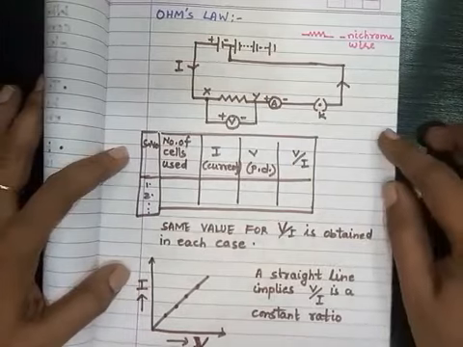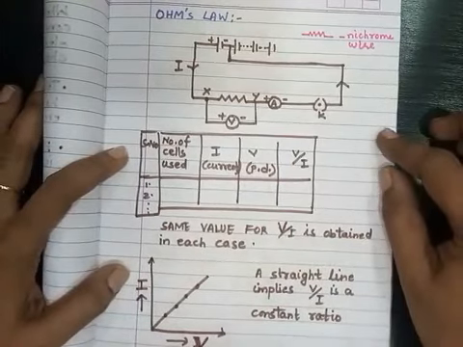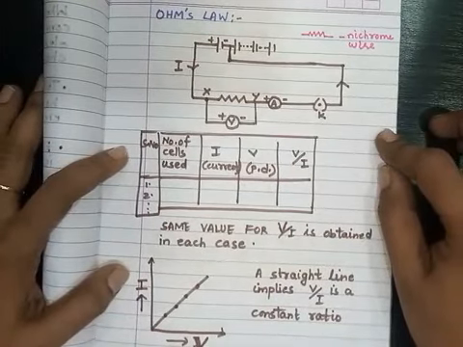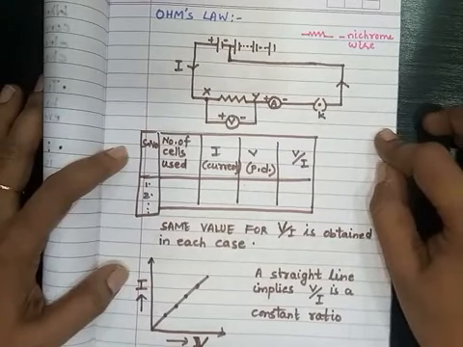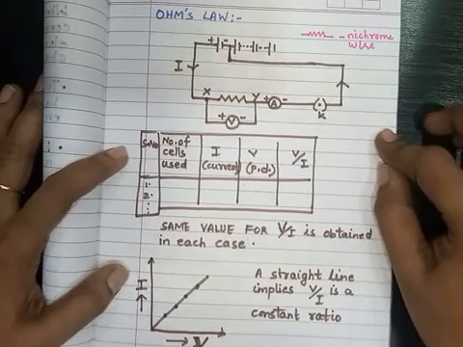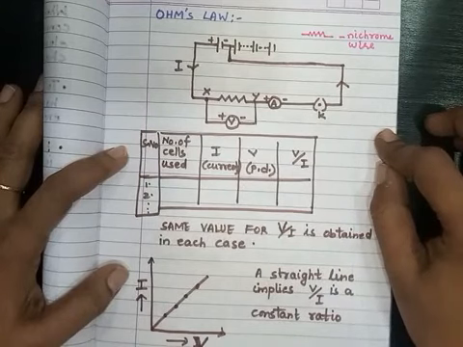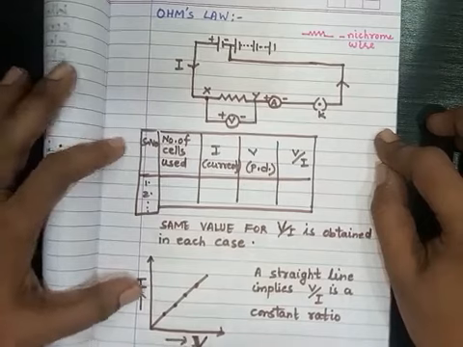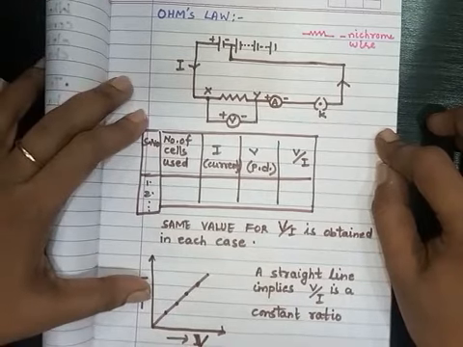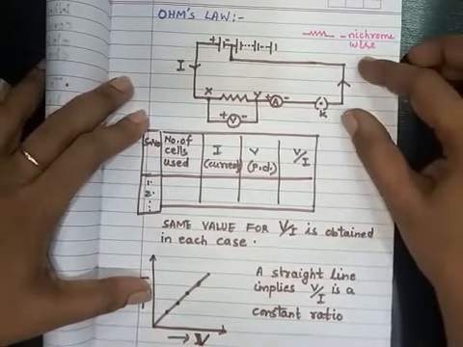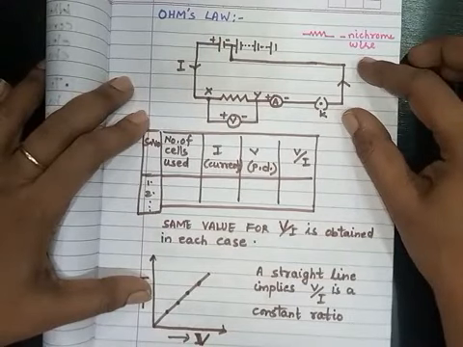We now know that current is the rate of flow of electric charges, and for the flow of charges, a cell has to keep on expending its chemical energy. That is, it needs to provide a potential difference. Now, to find out a relationship between current and the potential difference, this is an experimental setup as shown here.